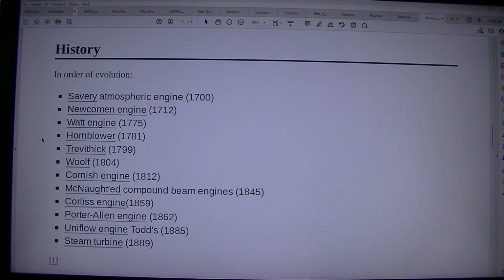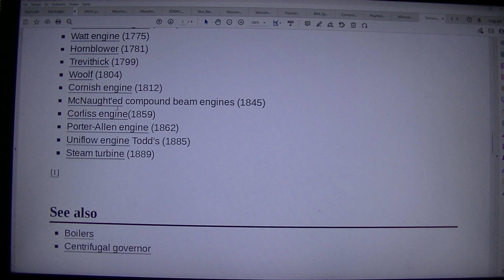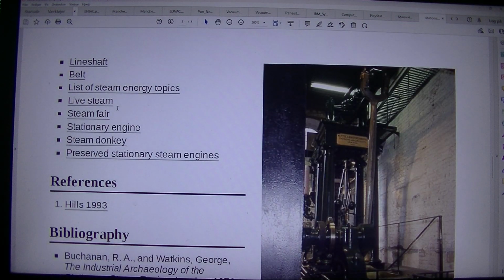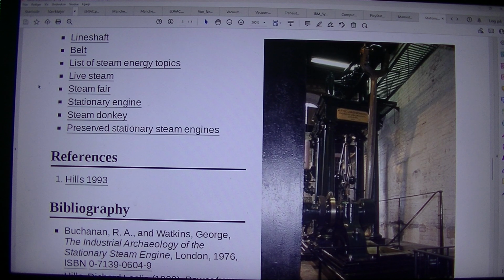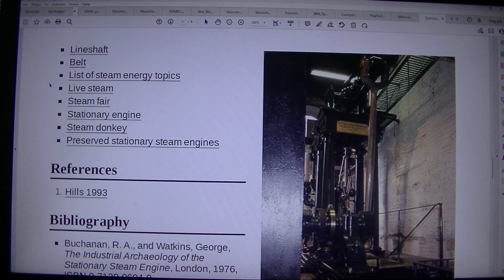See also. Boilers. Centrifugal governor. The restored Kitto and Brotherhood beam engine at Cold Harbor, which is steamed up regularly on bank holiday weekends. Line shaft. Belt. List of steam energy topics. Live steam. Steam fair. Stationary engine. Steam donkey. Preserved stationary steam engines.